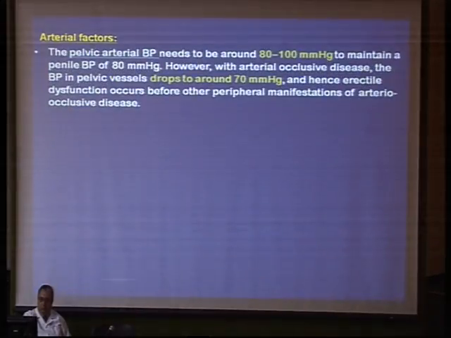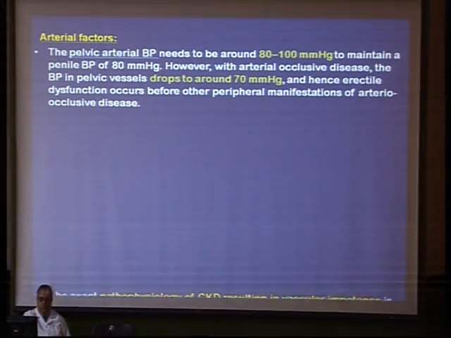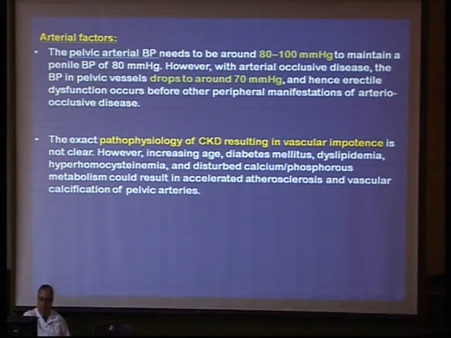What about the arterial problem here? You need an arterial blood pressure in the pelvis of 80 to 100 mmHg to maintain a normal erection. In patients with renal failure, blood pressure decreases, and erectile dysfunction occurs before other peripheral vascular diseases appear. The exact pathophysiology in CKD is not clearly proved, but is related to diabetes, abnormal lipid profile, accelerated atherosclerosis, calcification of the vessels, and so on.